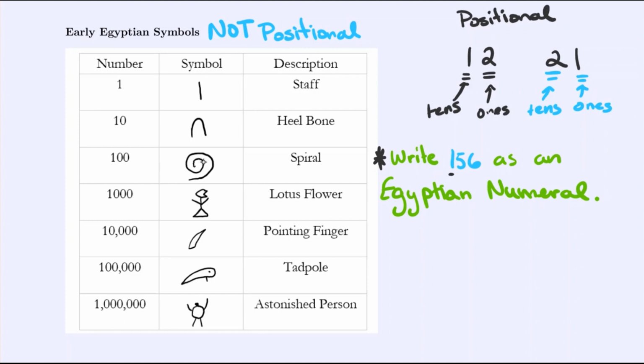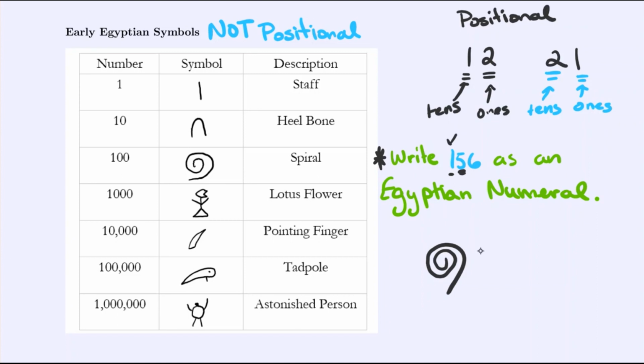And we see it's this squiggle here, this spiral. So I'm going to write 100 by writing the spiral, just as long as it's distinguishable. Okay, we've got that taken care of. And then I need to write the fact that I've got 5 tens, because this is in the tens place. So I'm going to have 5 of these heel bones because each one is 10.